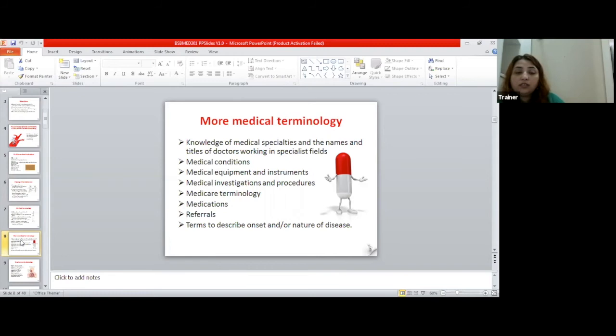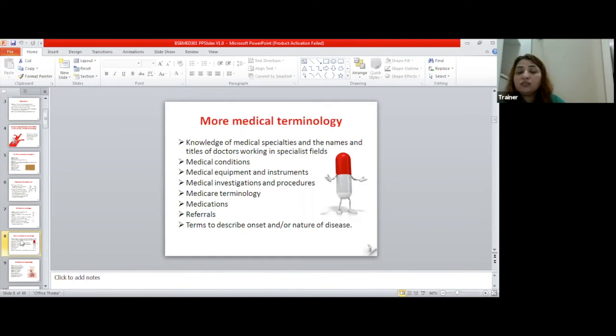All right, Medicare terminology. Medicare, like we said earlier, is regarding your accounts department, anything for them to do their billing and so on. So if that's the area you're working in, you need to get more familiar with those words.